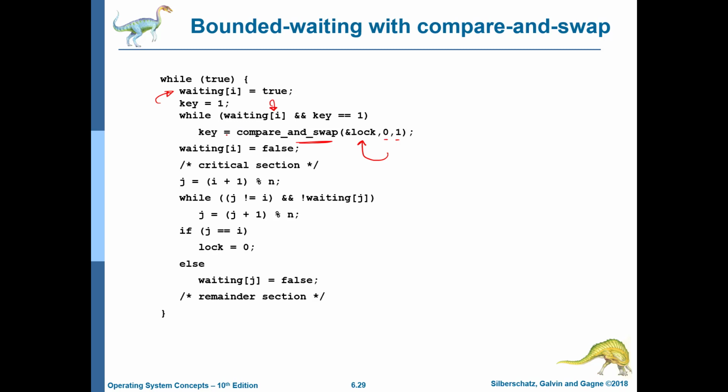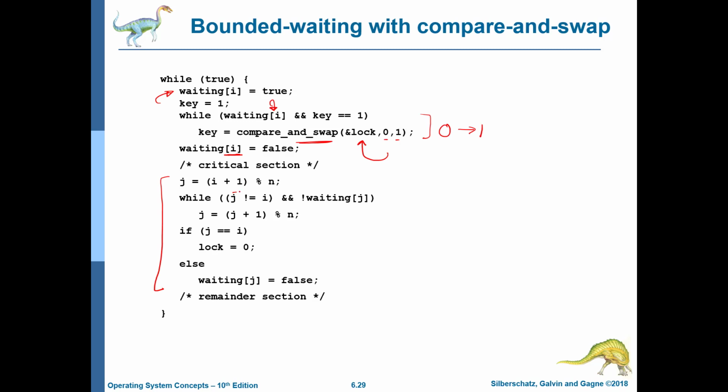The moment the value of the key becomes equal to 0, it means that I was the one who set the value of the lock from 0 to 1. So then I come out and I say that look, I am not waiting. This means that at this point I am in the critical section. In the critical section, what I do is take a look at the next process, which is the process after me. The process after me is j, which is (i + 1) % n, because I want to loop back.